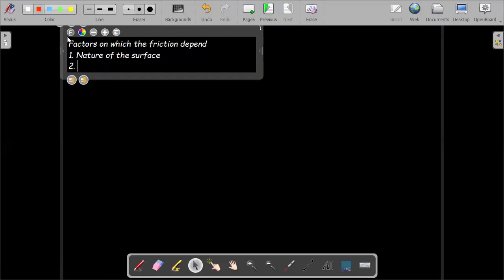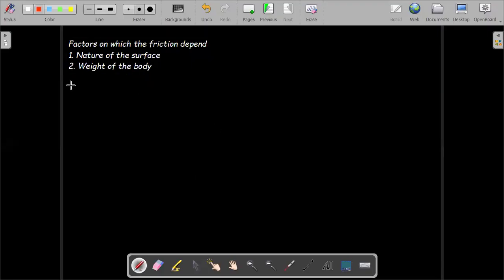Secondly, it depends upon the weight of the body. The force of friction depends on the weight of the body, and it depends on the nature of the surface. These are the two factors on which the force of friction depends. Remember, the force of friction does not depend on the area of contact. This is a very important point. Make a note also that frictional force does not depend on area of contact.